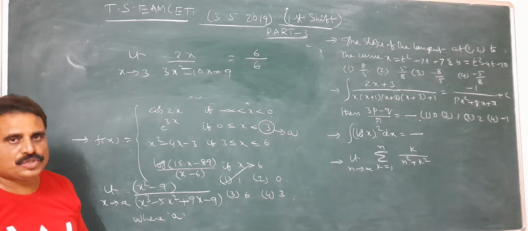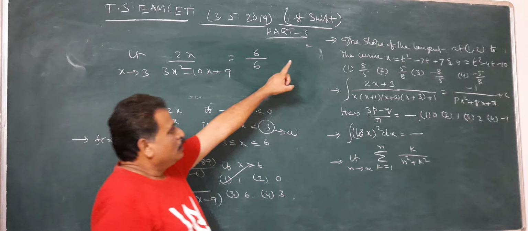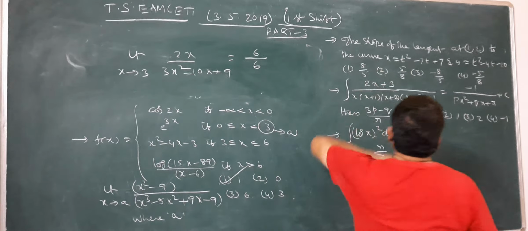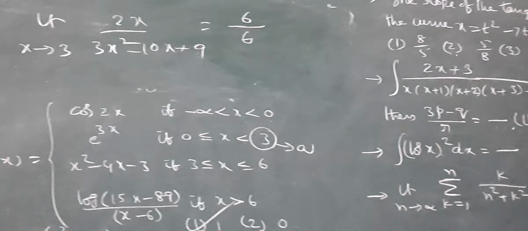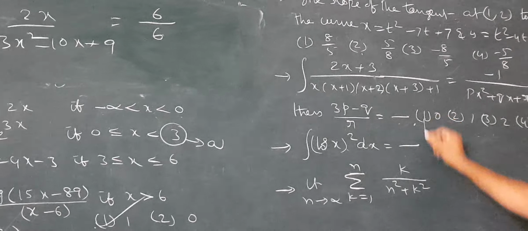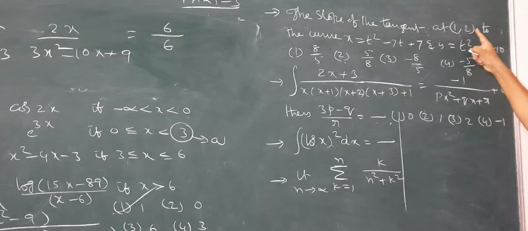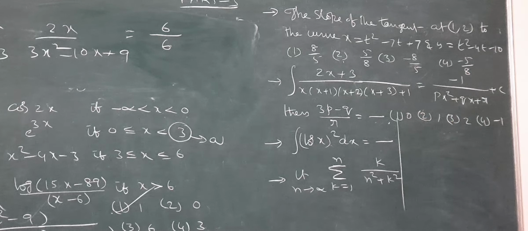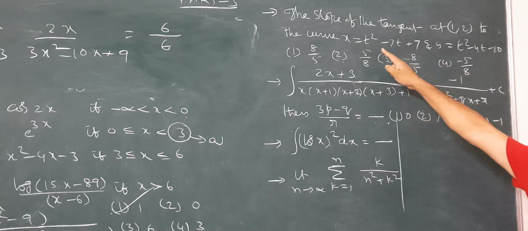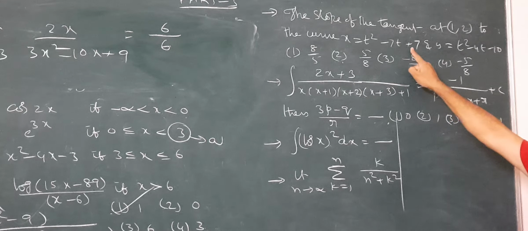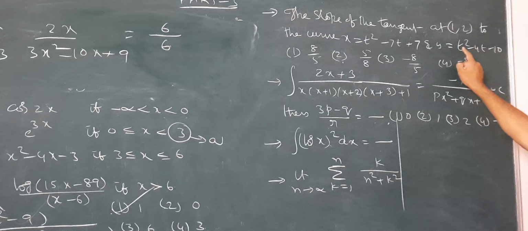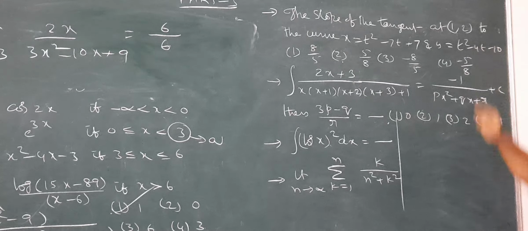Now we are going to the next question. The slope of the tangent at 1, 2 to the curve x equal to t square minus 7t plus 7 and y equal to t square minus 4t minus 10.